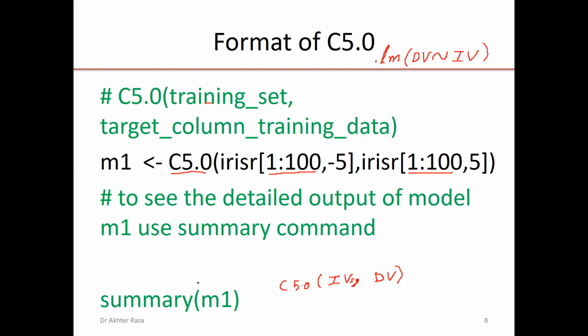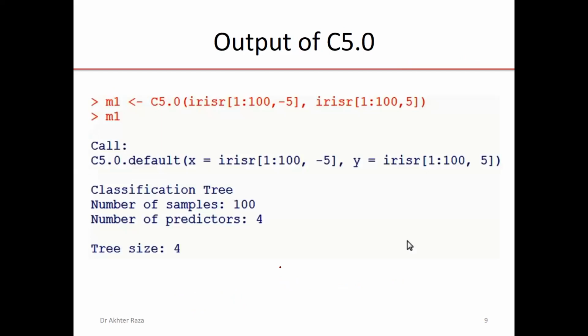Now I am showing you the summary of this model. The summary of this model can be shown by this command. You can see that in iris_r, x means the independent variables, comma, y means the dependent variable, the fifth column. It has four columns except the fifth column. -5 means except the fifth column, all of the four columns will be used as independent variables.